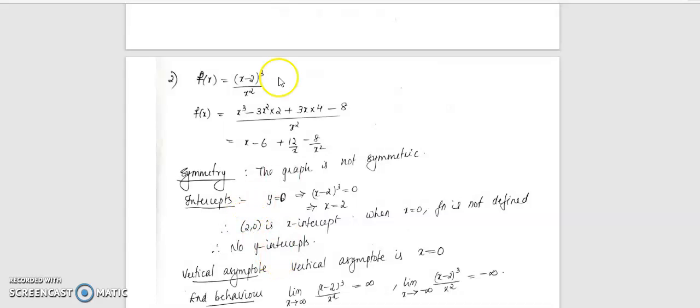Now when you take the denominator equal to 0, that is x square equal to 0, that gives x equal to 0. From x equal to 0, there will be a vertical asymptote.